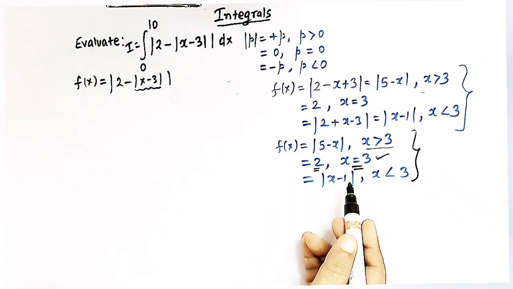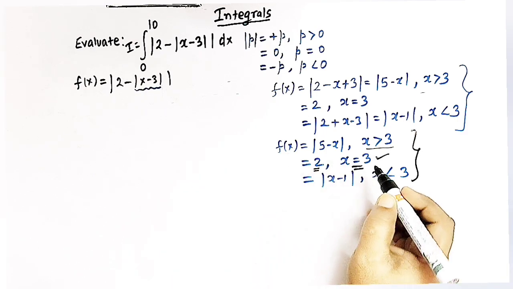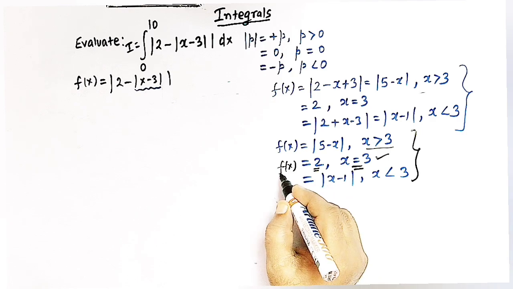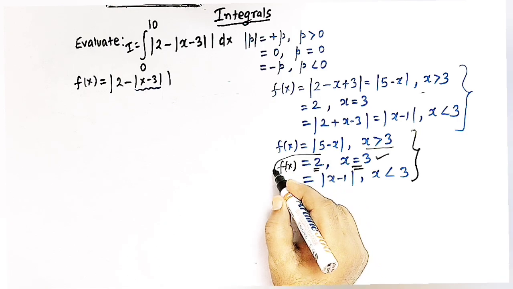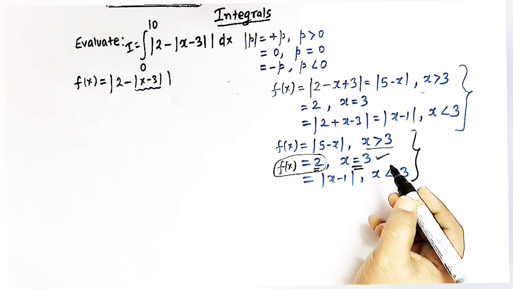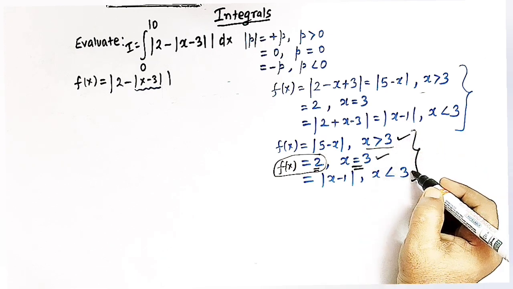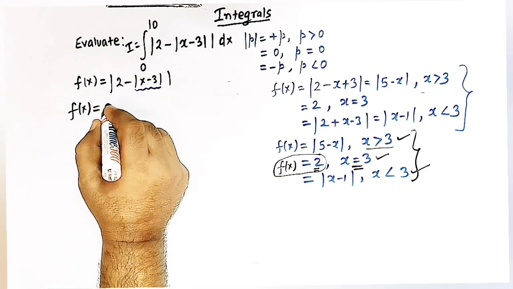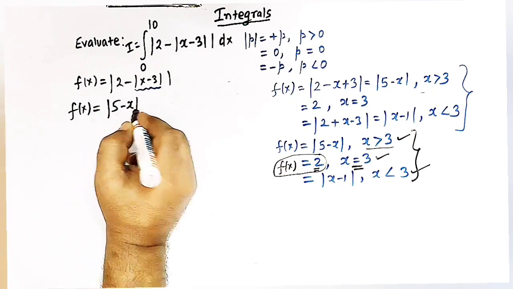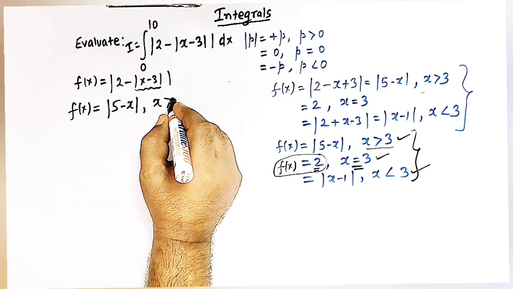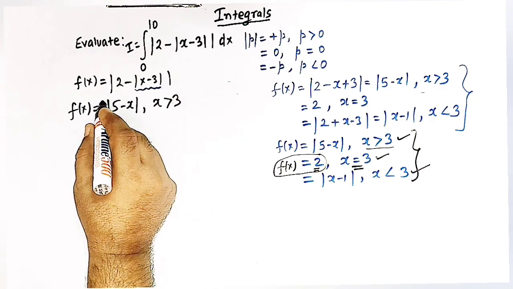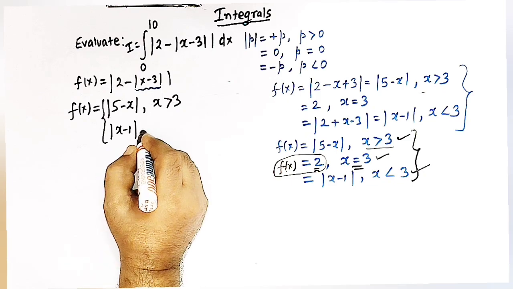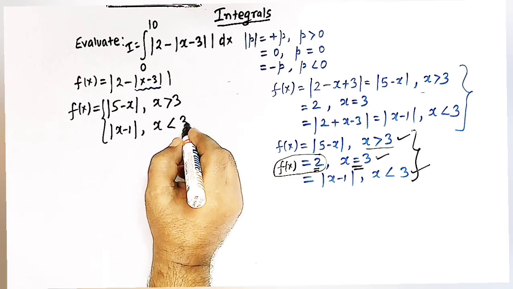Now see, f of x is equal to 2 whenever x is equal to 3. So in the later stages we'll leave this step, because here f of x is equal to 2, which is a constant function, right? So now we'll consider only these two parts. So now we can write f of x as mod of 5 minus x whenever x is greater than 3, and f of x is equal to mod of x minus 1 whenever x is less than 3.